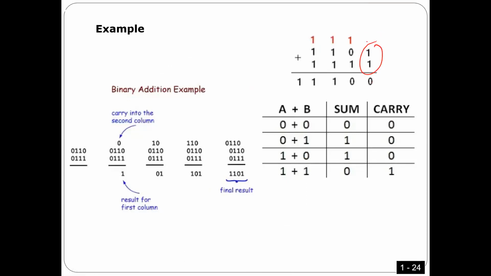1 plus 1 is 0, and there is a carry here, okay? So now 1 plus 0 plus 1: 1 plus 0 is 1, right? And then 1 plus 1 is 0, and there is a carry here. 1 plus 1 plus 1 is 1, and then you have a carry here. 1 plus 1 plus 1 should be 1, and we have 1 carry at the very end here, okay?